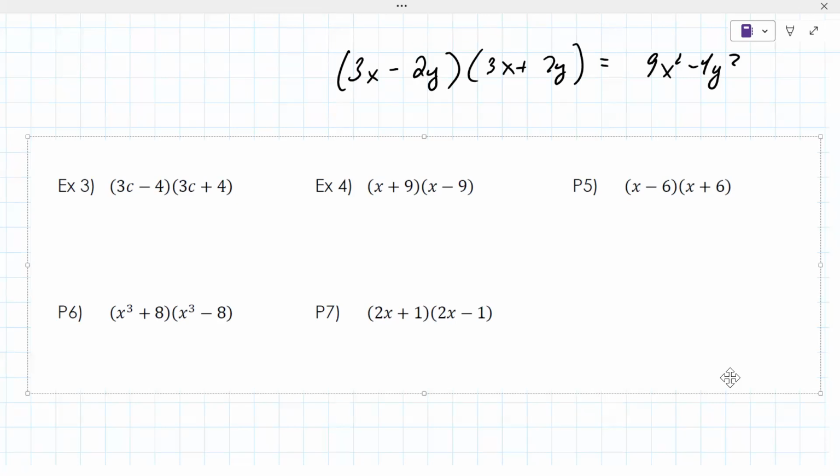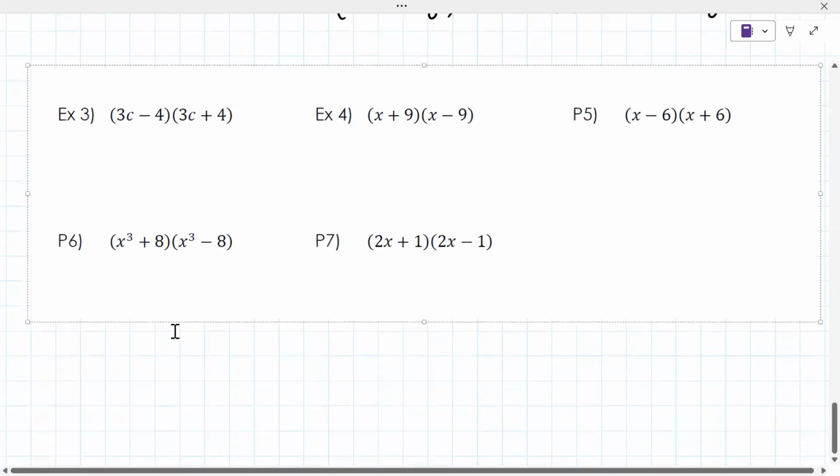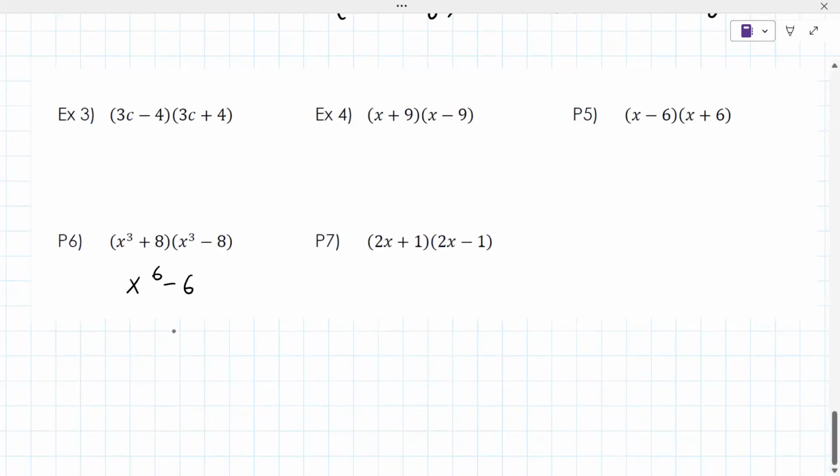All right, Karthik, I'm back. Any questions on anything that was here before we move to the other special products? No. So I'm interested in if you did the P6. Did you happen to do that one? Yeah. Okay, so here is the answer. It's x to the sixth minus 64. Yeah, I got that. Okay, good.